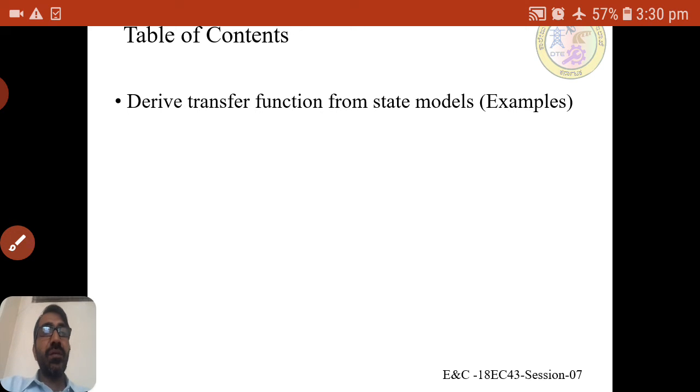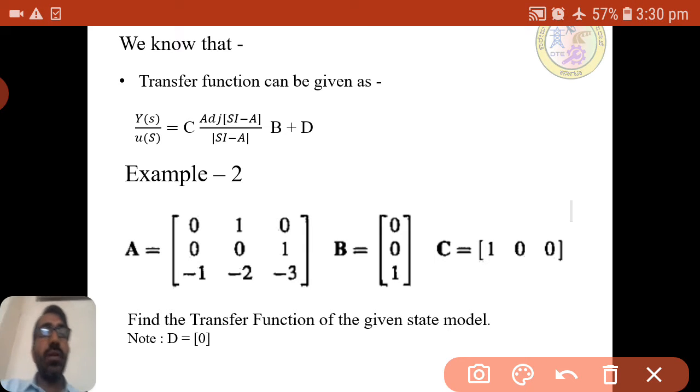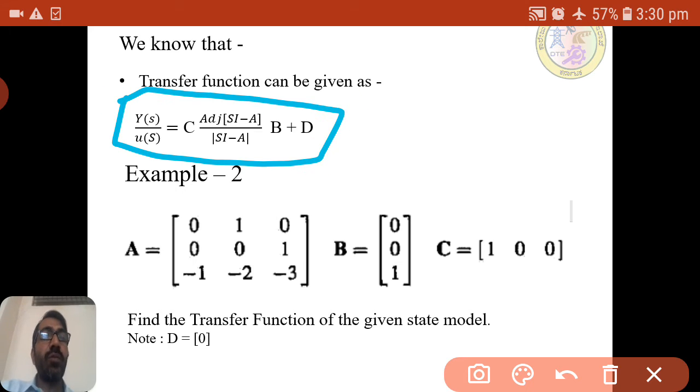In the previous session we considered only the 2x2 matrix. Now in this session we will see how to get the transfer function from the 3x3 matrix. Here we know that the transfer function is given by Y(s)/U(s) = C adjoint of (sI minus A) divided by determinant of (sI minus A), into B, plus D. This is the equation we know.